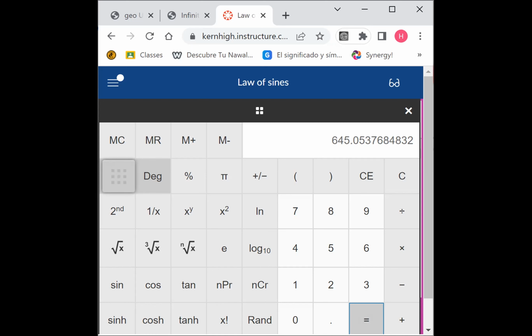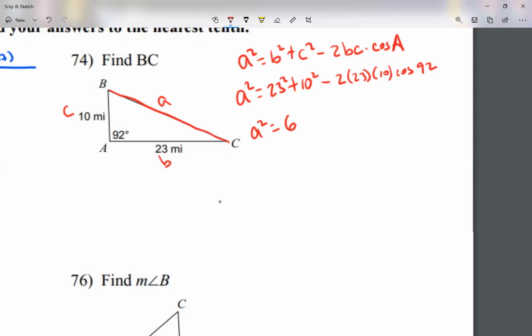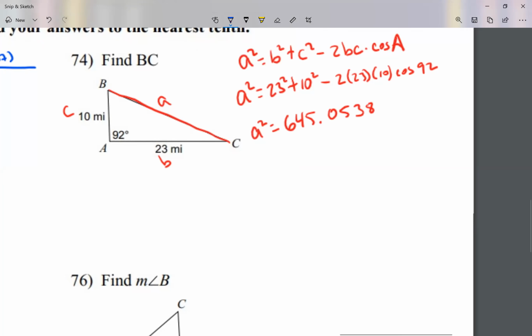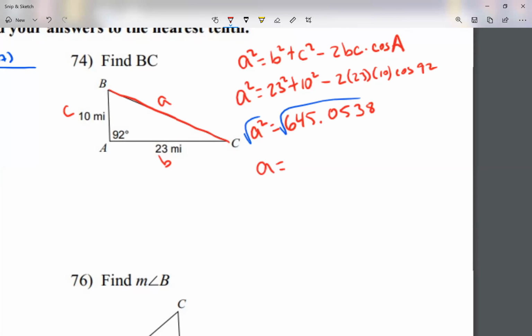Okay, so let's come back to my work. So A squared was 645.0538. So I'm just going to do the square root on each side, right? In order to get A squared by itself, I'm just going to do the square root. So then I'm going to get A, which is what I'm solving for. Let me go back to my calculator.